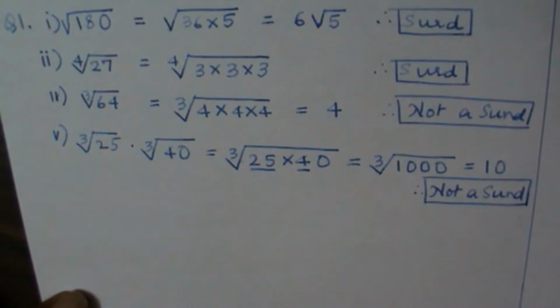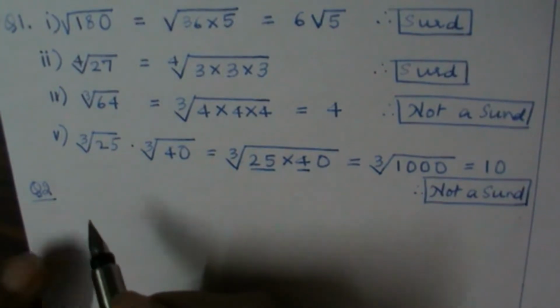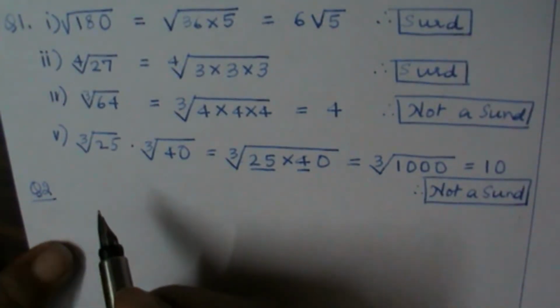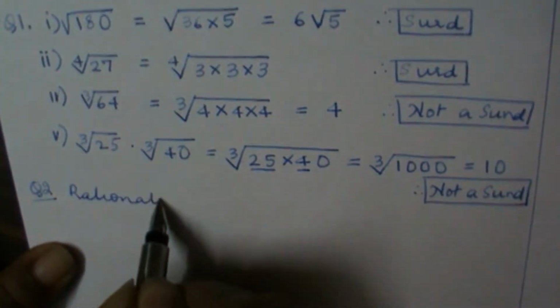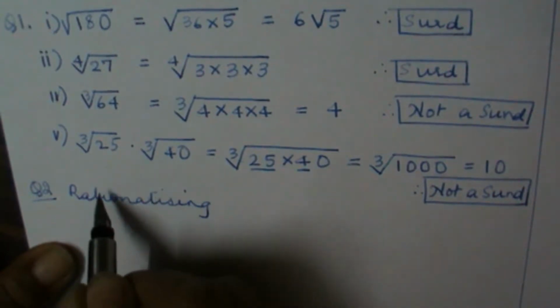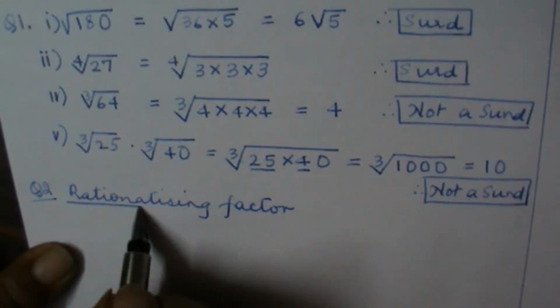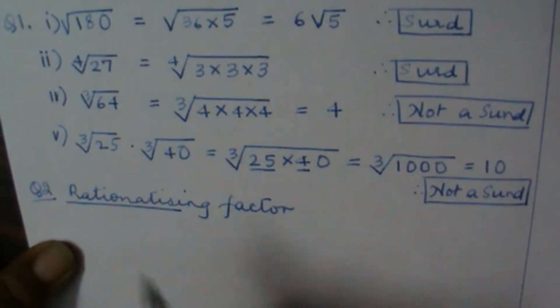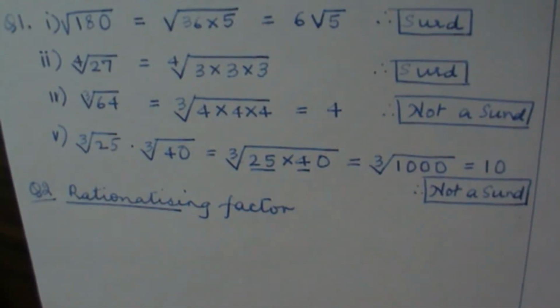Now we come to the next question, which tells us to write the lowest rationalizing factor. So we have to find the rationalizing factor. Now, as the name suggests, rationalizing, so it must be an irrational number. So if I take an irrational number and if I multiply by something that will make it a rational number, then that factor becomes the rationalizing factor.